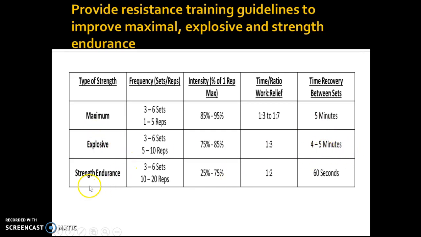Going on then, strength endurance. So this is the kind of thing we're looking at with circuit training or people doing weight training that has higher reps and a lower weight. So you think, right, this is the type of people who would be looking at 10 to 20 repetitions, 25% to 75% of your 1 rep max. It'll be a lot lower weight, and then you're looking at a work-rest ratio of 1 to 2, okay, 60 seconds between sets. So that's kind of how we're looking there.